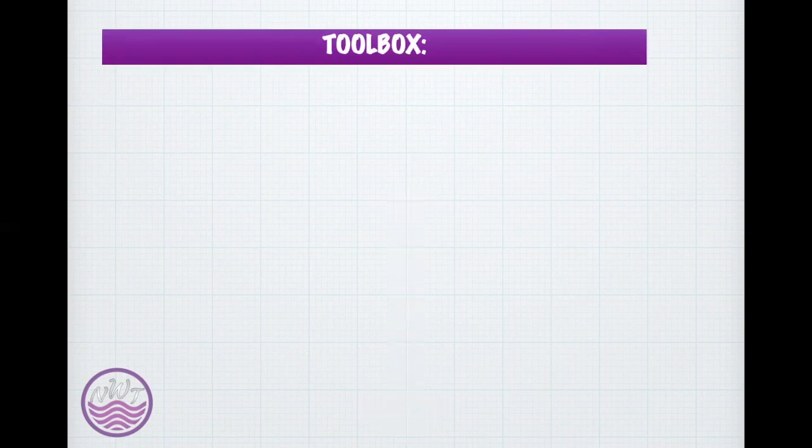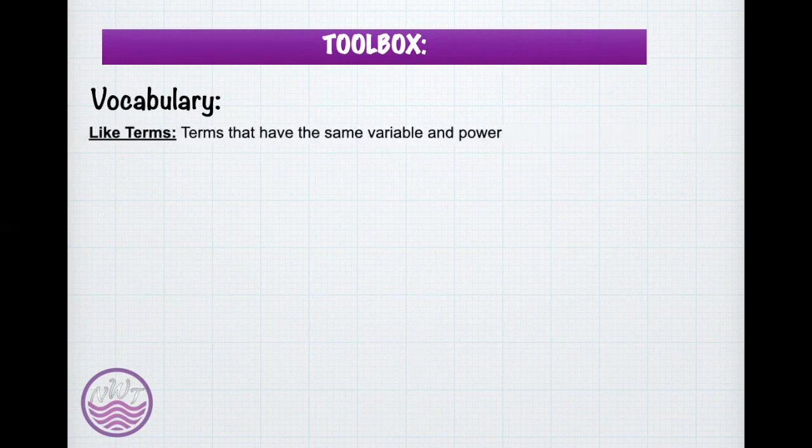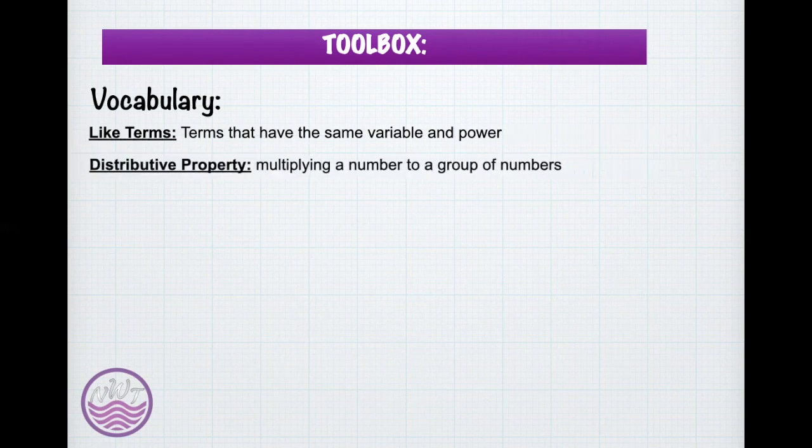Okay, so the toolbox today, of course, has some vocabulary. You guys know how I like my vocabulary. A lot of things are going to pop up in this particular section that are similar because we're going to need to continuously see them in order to do the math. So like terms is one of them: terms that have the same variable and power. Distributive property: multiplying a number to a group of numbers. Inverse operations: operations that undo each other.